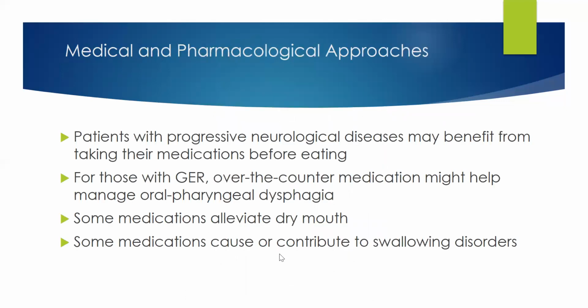Okay, so moving on to medical and pharmacological approaches. Many patients, especially with progressive neurological diseases, benefit from pharmacological interventions. So probably the most common is GERD, or gastroesophageal reflux disease. If they take their proton pump inhibitors and do have backflow of stomach contents, it's much less acidic and much less likely to cause inflammation, swelling, and precancerous changes in the tissues of the esophagus as well as the pharynx.